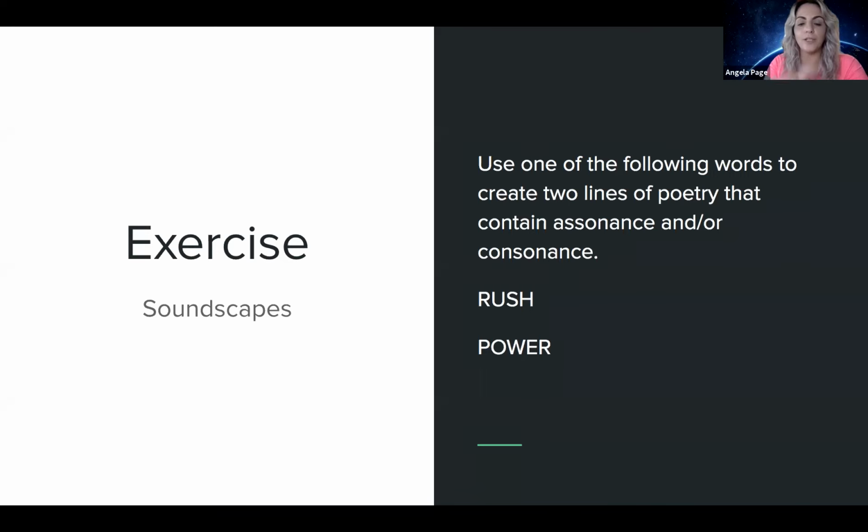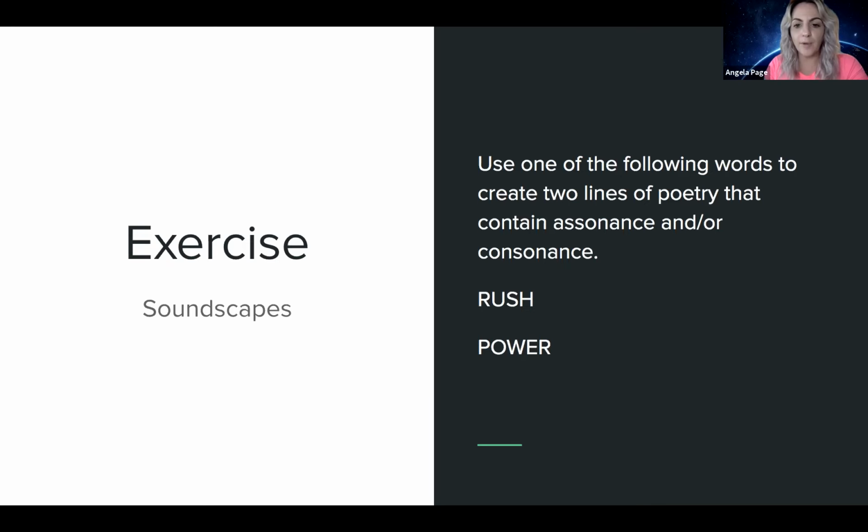I have two words here, rush and power, and both can be utilized in this exercise. You're gonna choose one or the other to create 2 lines of poetry that contain assonance or consonants. So why don't you go ahead and take a second to use one of these 2 words. You wanna just try to work on creating sounds that are similar.